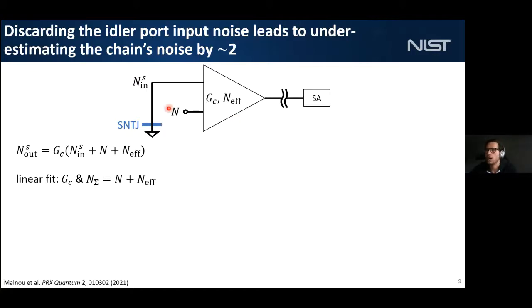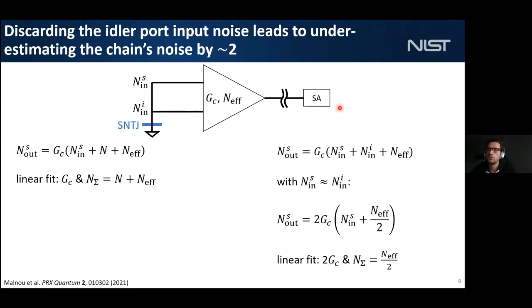Now at the idler input, you have a noise N, which when the amplifier is cold is just half a photon. And so your output power looks like this. And then you find the system added noise N sub sigma by varying N sub N, and then you do a linear fit and you interpret the y-intercept as being N sub sigma. But now if you include the noise generated by the shot noise junction that enters the idler input port, your output power looks like this.